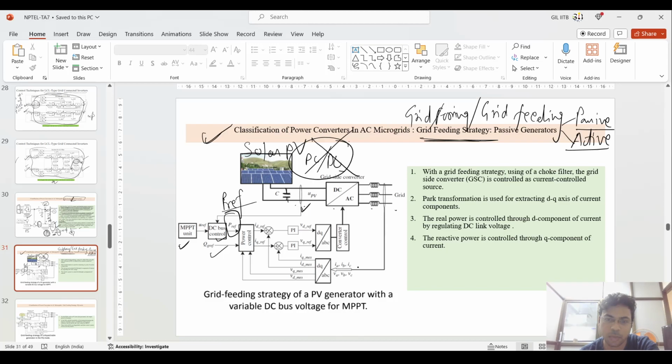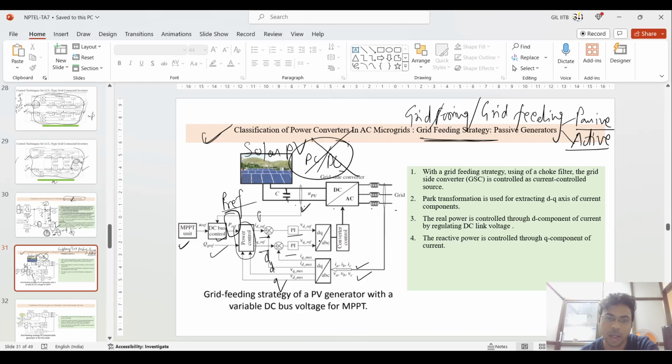P and Q are generated based upon that. This is the same IABC converted into the DQ frame, then it is fed into this power controller. Then it is subtracted with the reference DQ frame, which is generated from the P and Q, and then fed into this PI controller.